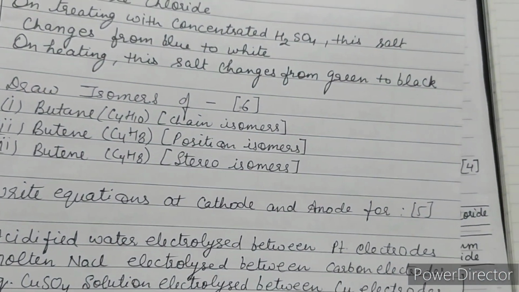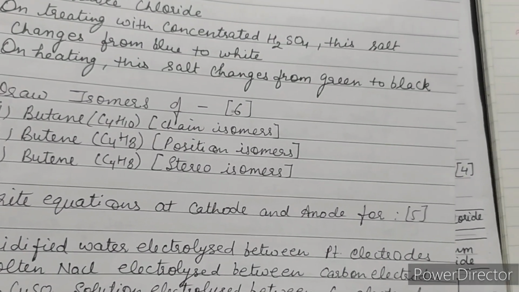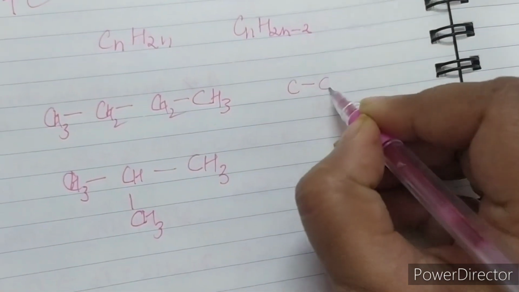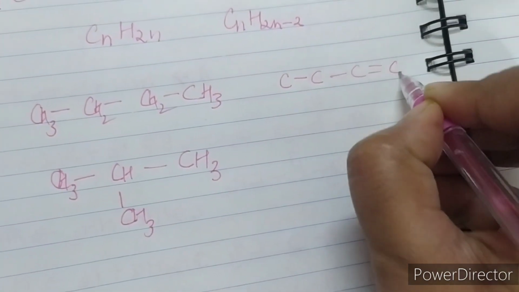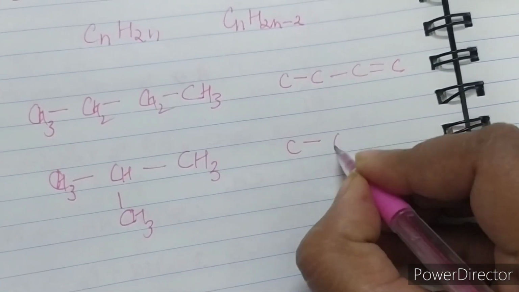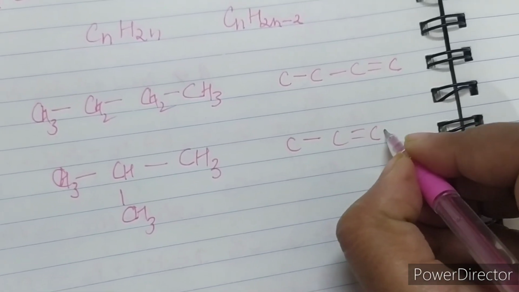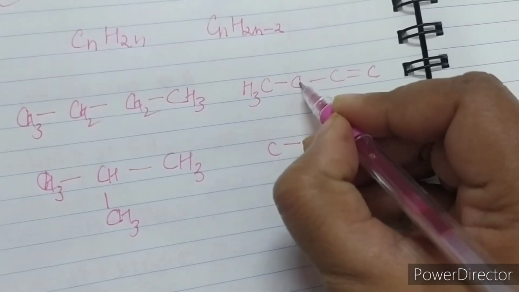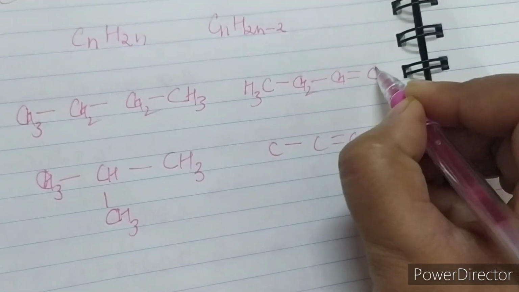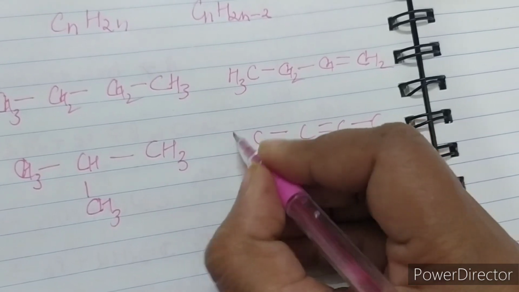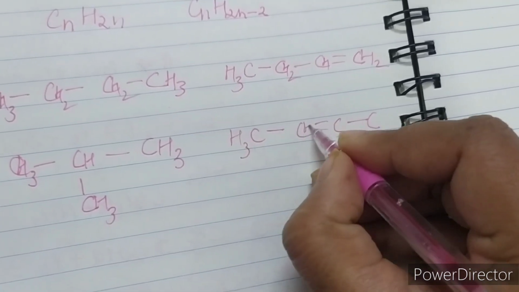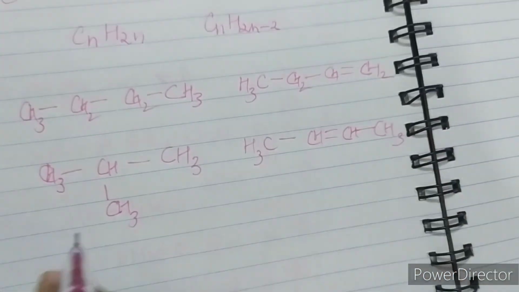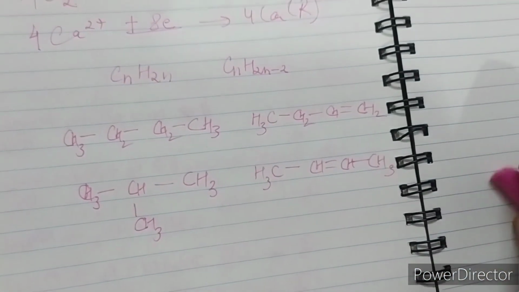Next is 2 position isomers from butene. For butene we can have only 2 position isomers. The first butene is like this, where you can draw the double bond at the first position, and for another butene we can draw the double bond at the second position. So now you just have to balance it again. So this is the first isomer, 1-butene, and this is the second isomer, that is 2-butene. Write the names along with the isomers.